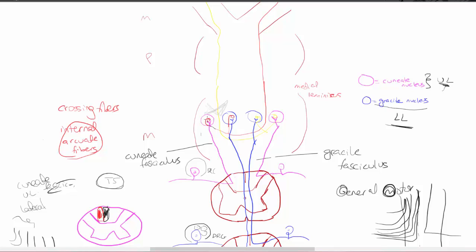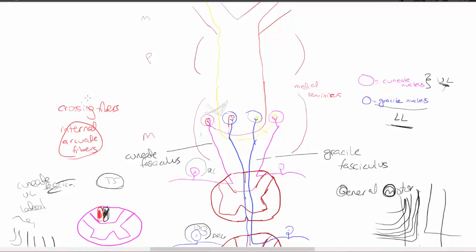So your left cuneate, new second order neuron is here, and it's being combined with the left gracile nucleus. They're all running together now, and they're running together up contralaterally now. So they combined and they crossed. So the left side fibers have now gone into the right side fibers. And as they're crossing, these crossing fibers here are called the internal arcuate fibers.